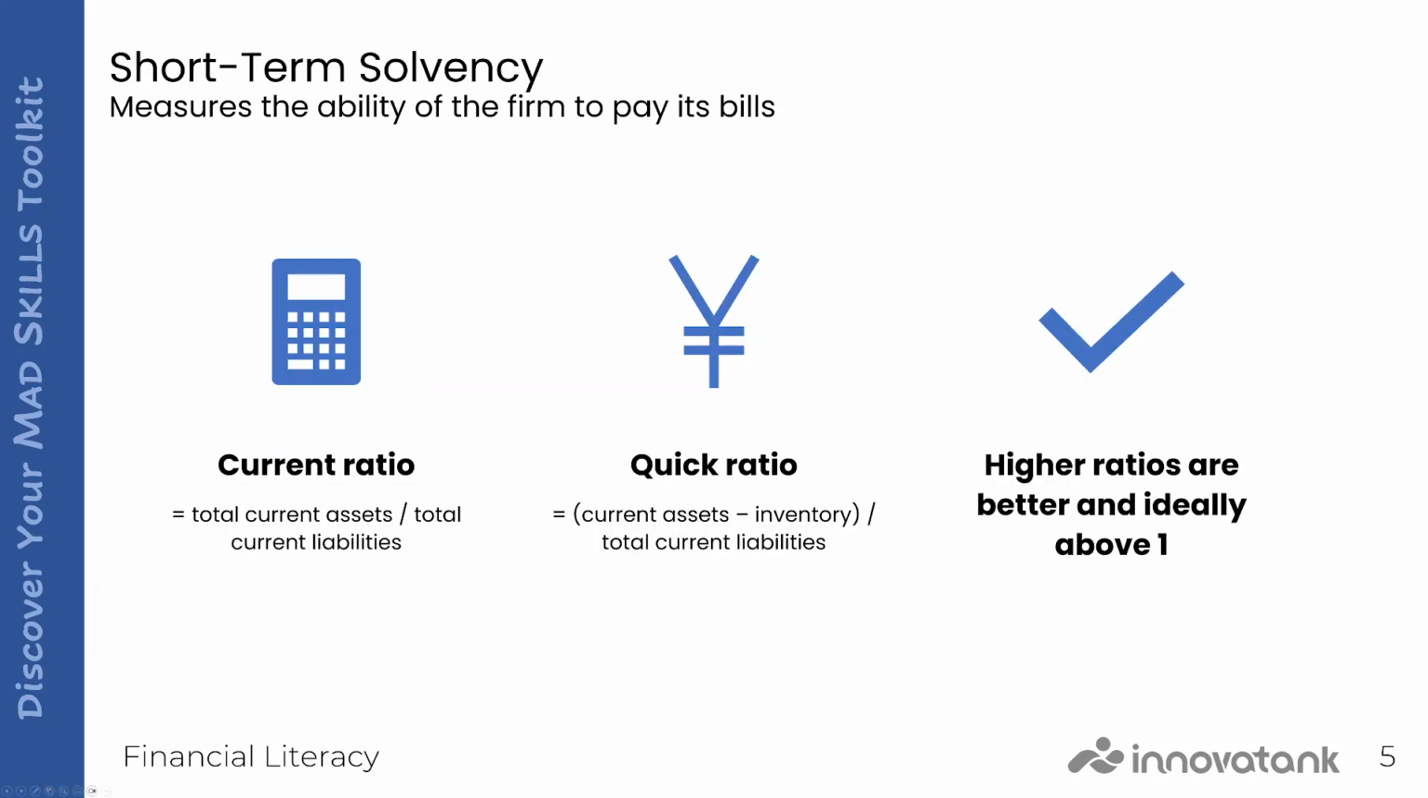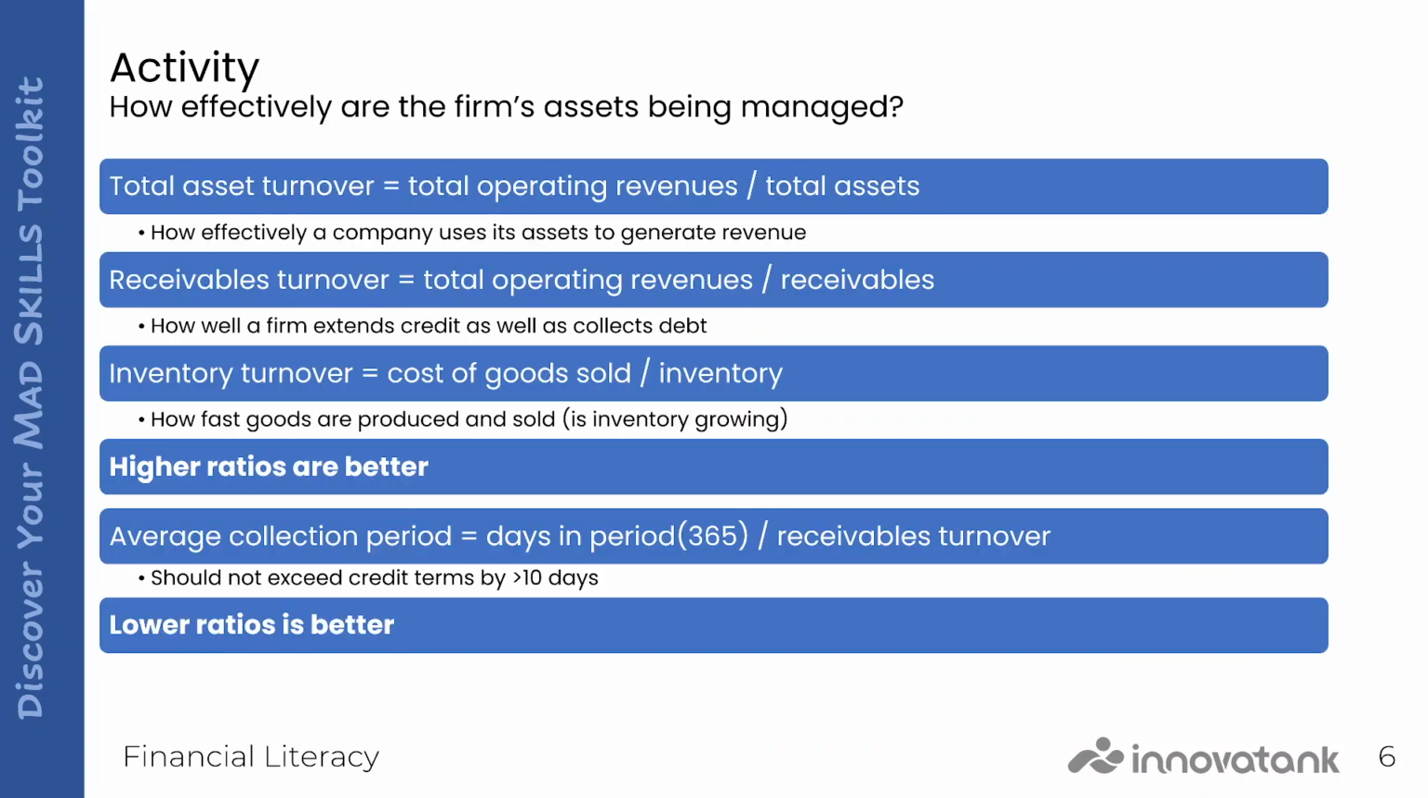We can also look at things like short-term solvency. How does the firm have the ability to pay its bills? Things like the current ratio, the quick ratio. And I think the big thing here is higher ratios are better, and they're ideally above one. Above one means, yeah, they're able to meet the short-term payments that they need to pay out, and they have enough money to at least survive on a short-term basis.